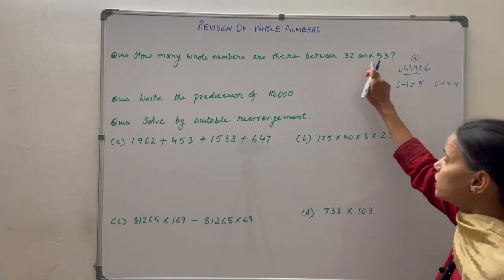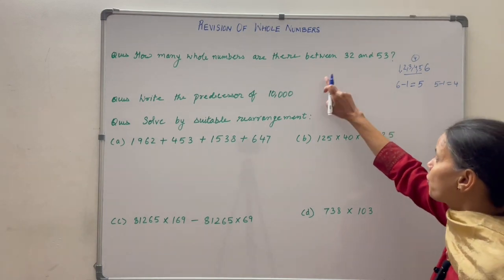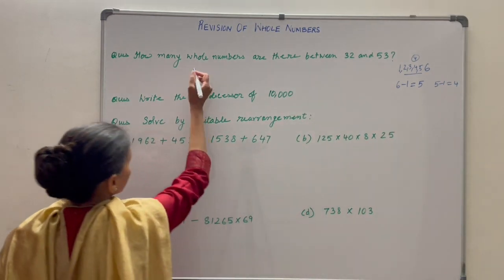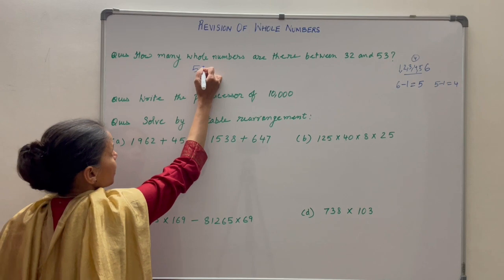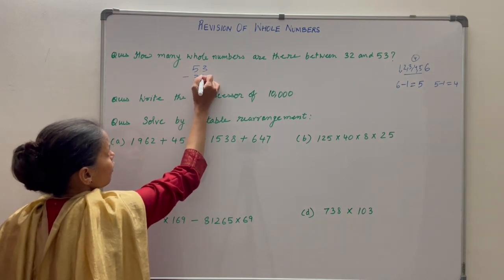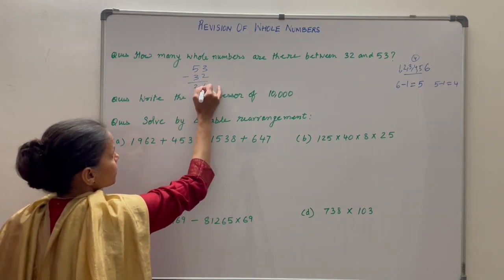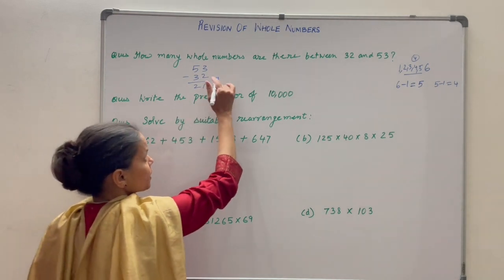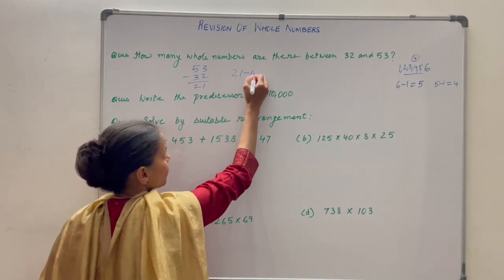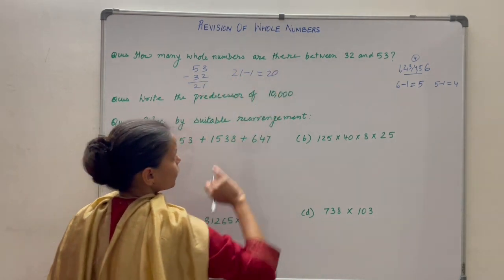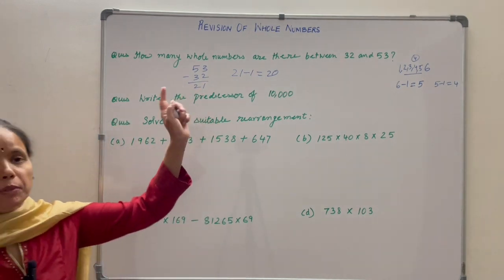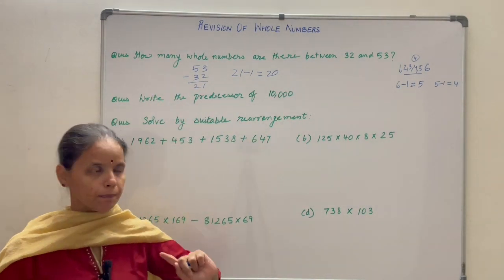So in the same way we will solve this question now. How many numbers are there between 32 and 53? You are going to subtract 32 from 53, so you will get 21. From this you will further subtract 1, so you get 20. So 20 numbers are there between 32 and 53.